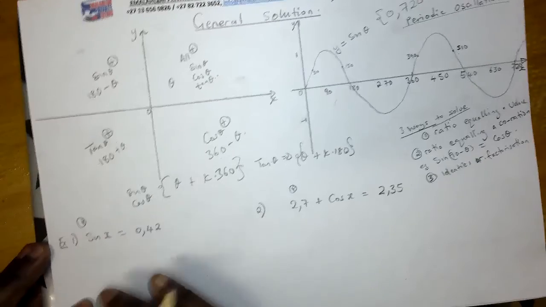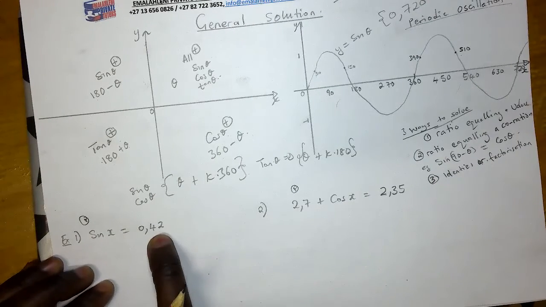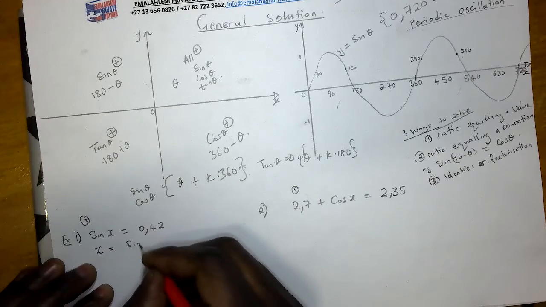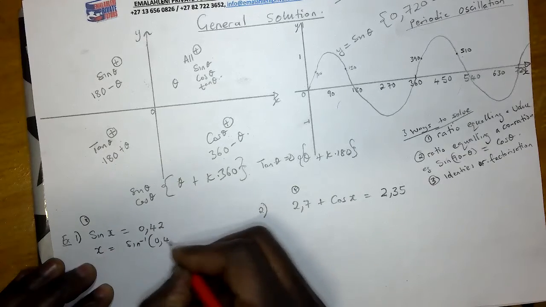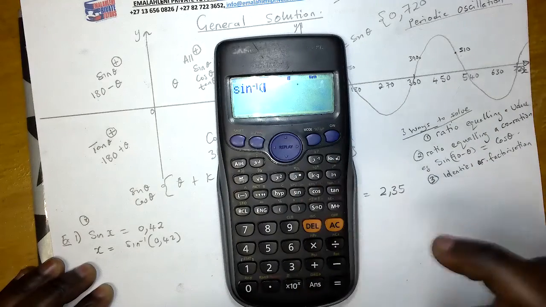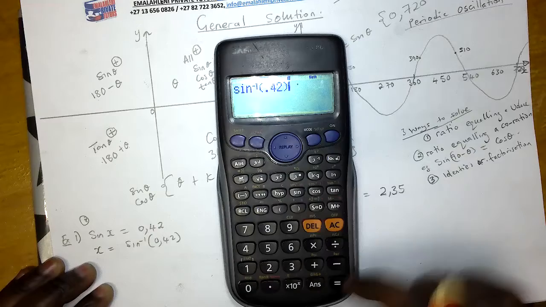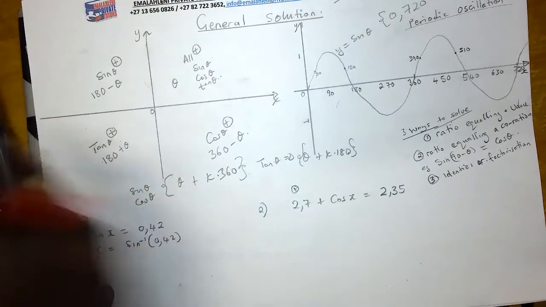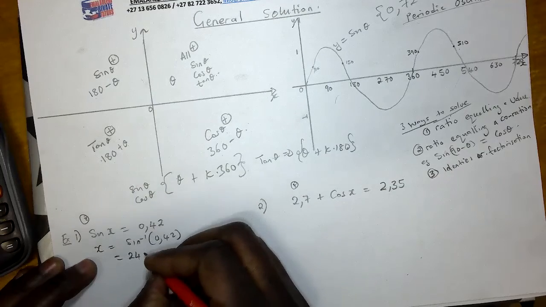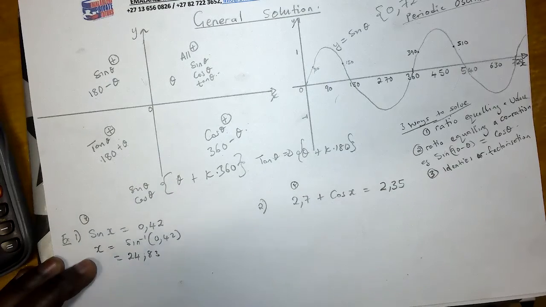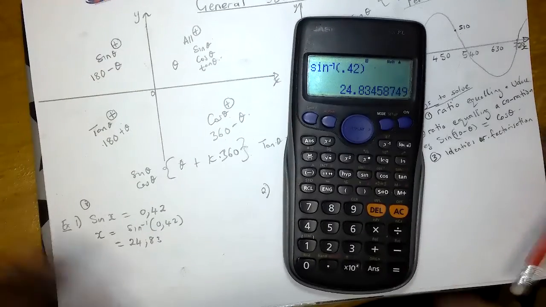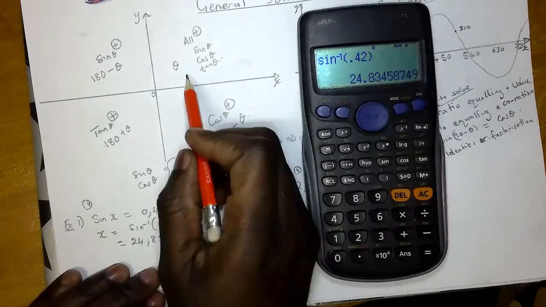Let's first have sine x equals 0.42. What do you do now? You know that x is equal to arc sine of 0.42. You come to your calculator, shift arc sine of 0.42. You get the angle, and always work with two decimal places. Here we get 24.83. Let me just put it here. This is the first angle, the angle that we have in the first quadrant.